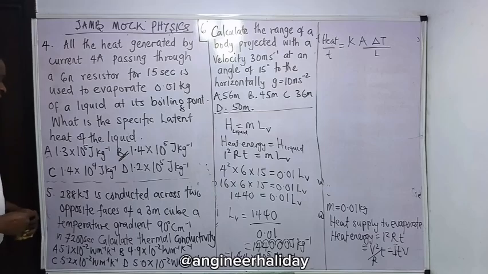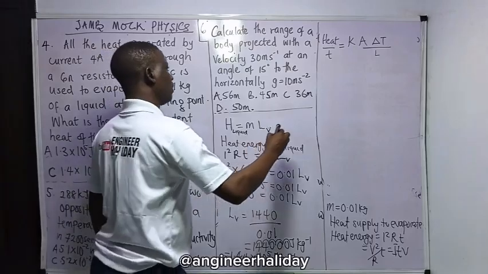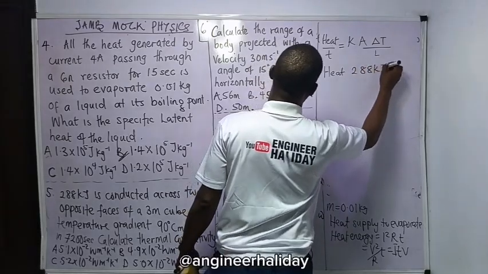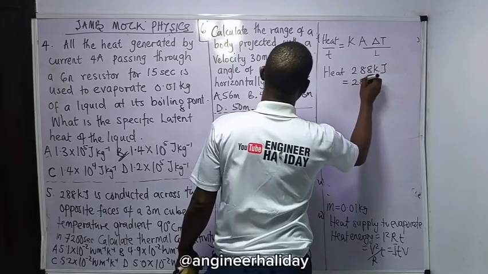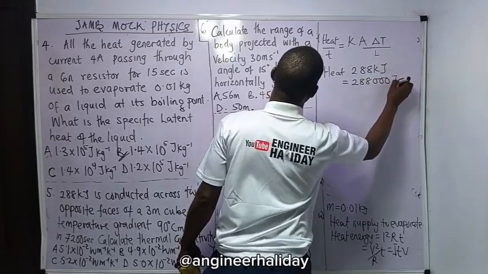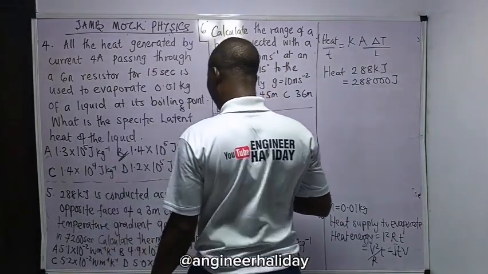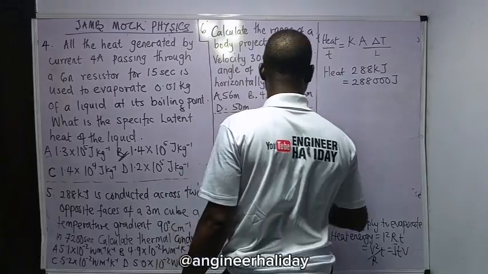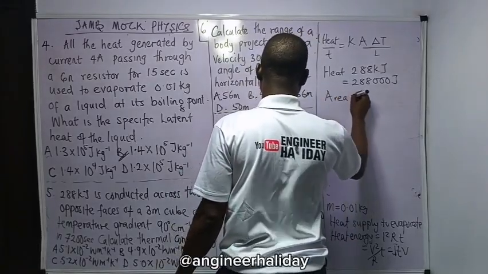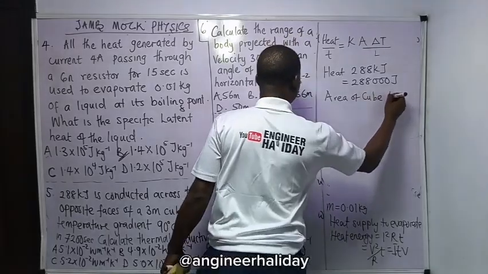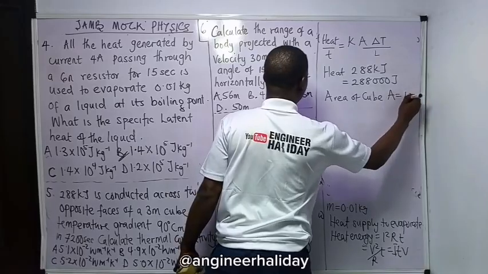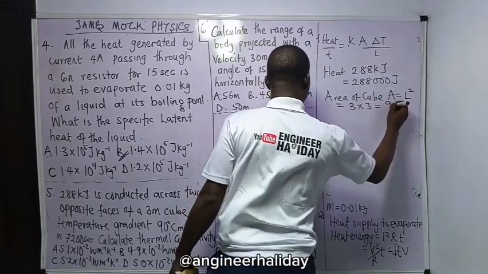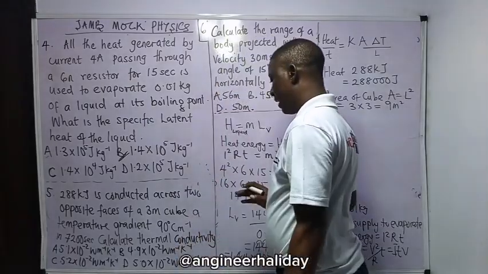Now they say 288 kilojoules. That is the heat. 288 kilojoules, kilo means 288,000 joules, is conducted across opposite faces of a 3 meter cube. That means the area of the cube, what is the area of a cube? Length squared, that's 3 times 3, which is equal to 9 meters squared. That's the area we need.